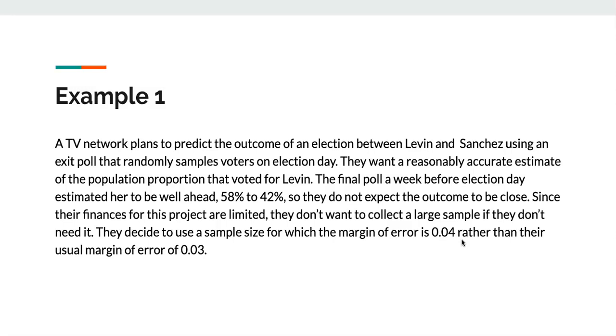So they know they may be a little wrong. They're increasing the margin of error a little bit bigger. But why are they doing that? Well, their finances are limited, and they have a good reason. The final poll a week before election day already told them that this candidate is going to be well ahead. The outcome's not going to be close. So they want to save some money by reducing the sample size.